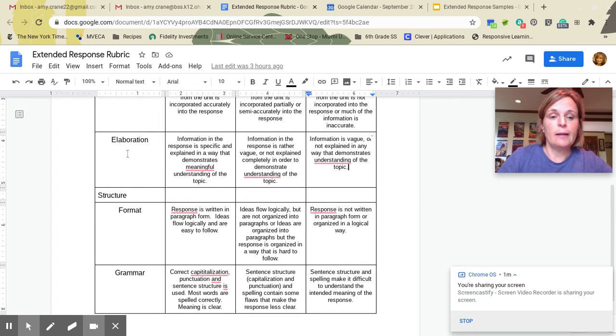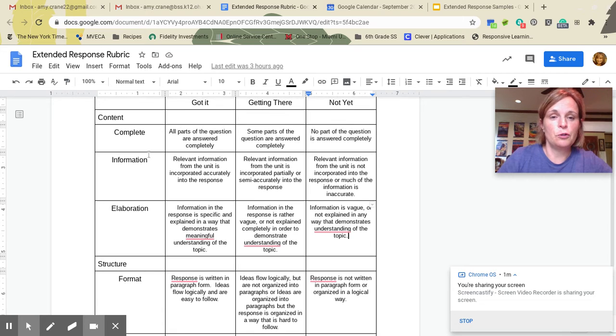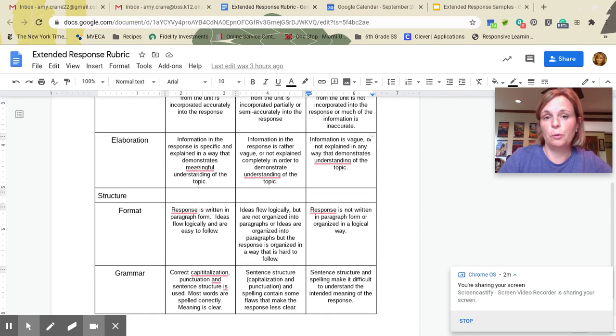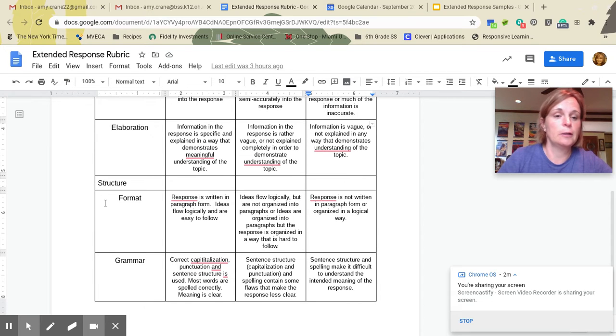The next is elaboration. This is an area that always helps you in extended response answers. Trying to explain exactly what you mean by the facts you're using will help you to score better. Remember, you're trying to show us that you learned and understood the information in this unit. So always try to elaborate in a way that makes us understand that you understand the information.